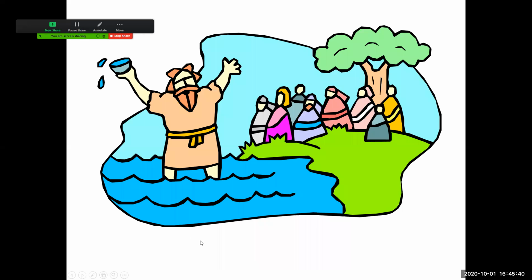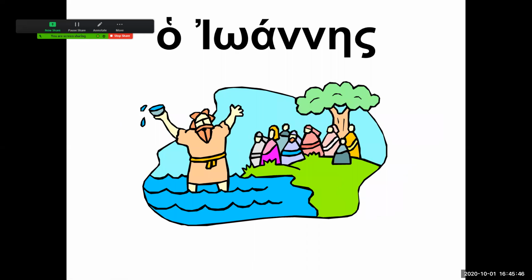Took this picture, and I'm sure you recognize who this represents. And again, we have an iota that begins a word, so it is ho Ioannes. Notice we have to divide the two nus between each other. Ioannes, ho Ioannes. John the Baptist in this case. Could it be another John, but you can see by the fact that he's standing in the water that he's the baptizer, John the Baptizer.